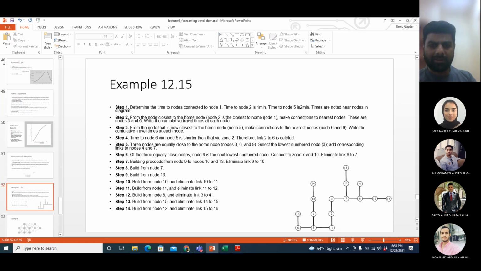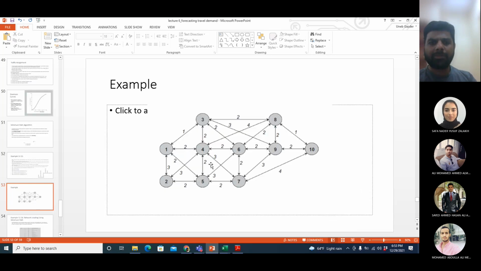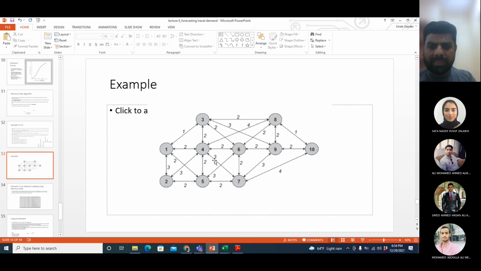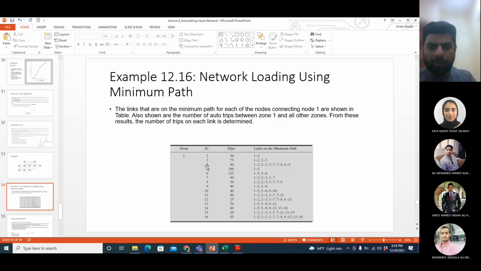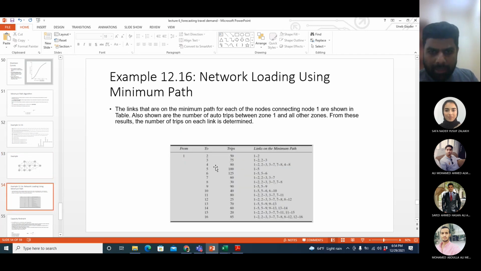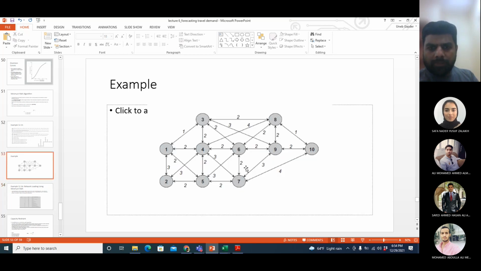You can look at the procedure here, but I will explain it with an example. Let's say I want to go from 1 to 2. No, that's very easy. Let's say I want to go from 1 to 4. That is also very easy. Let's say I want to go from 1 to 6. I want to go from zone 1 to zone 6.